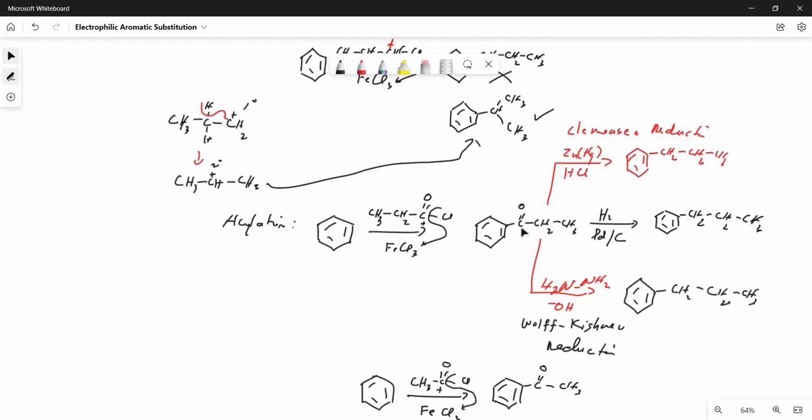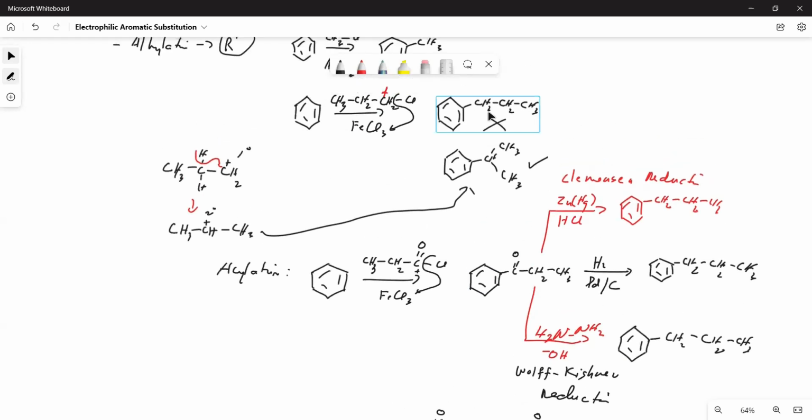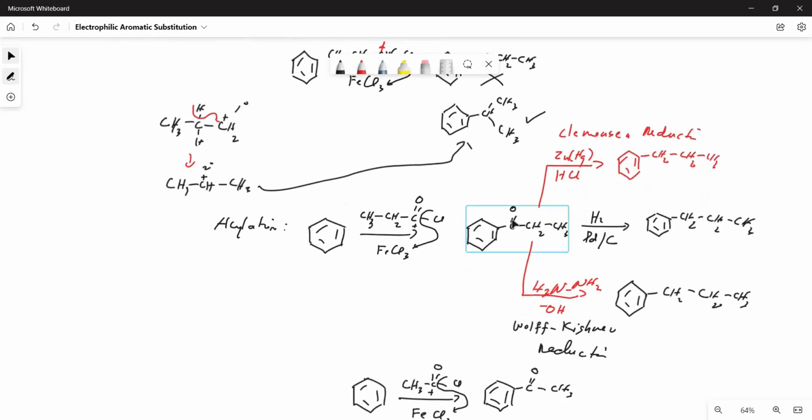So you will end up with a ketone. Okay? So there is still oxygen here. That is propyl. So to remove the oxygen, you subject this product to reduction process. Reduction is addition of hydrogen, removal of oxygen. And there are three possible reducing agents that you can use.